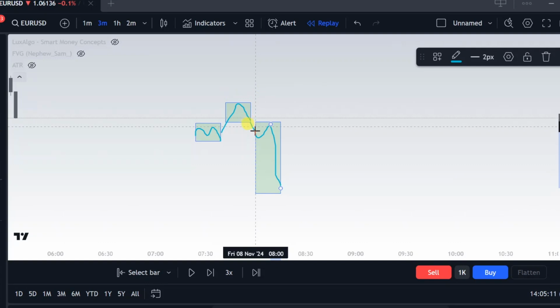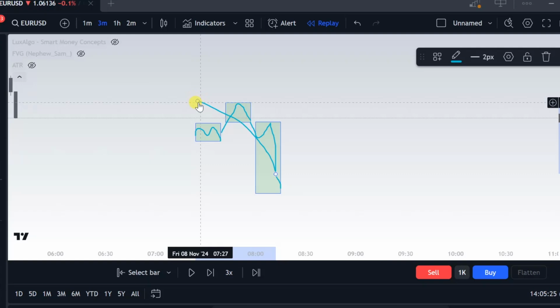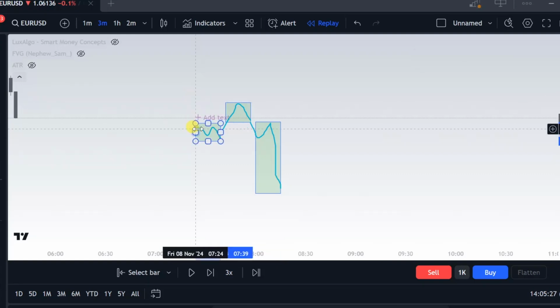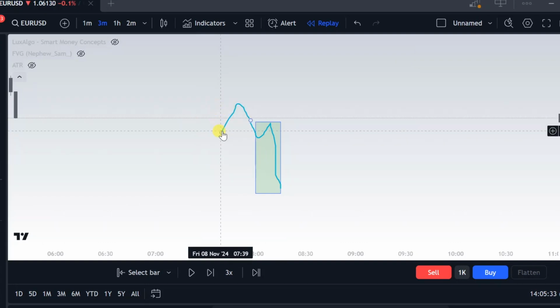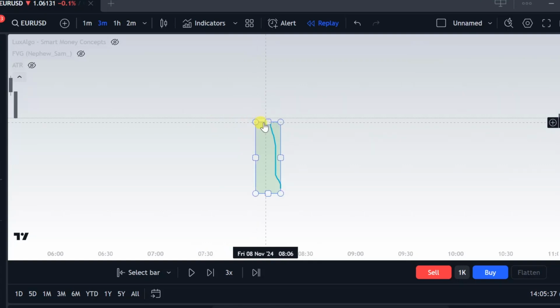Once you've seen that, you just get ready to execute on this particular model or setup. So let's try and see an example, so that you can see exactly what I mean when I talk about the Power of 3 and exactly how you should be trading it.